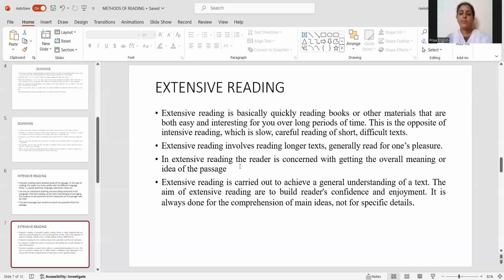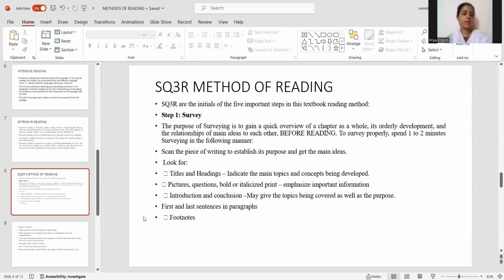So it is very clear from this line that extensive reading is done when you need a general understanding of the text. You're not looking for a complete understanding of the text. You're just doing it to build your confidence in the pace at which you are reading that particular text, and you're reading for enjoyment, for pleasure. So you're not looking into the specific details of the text.